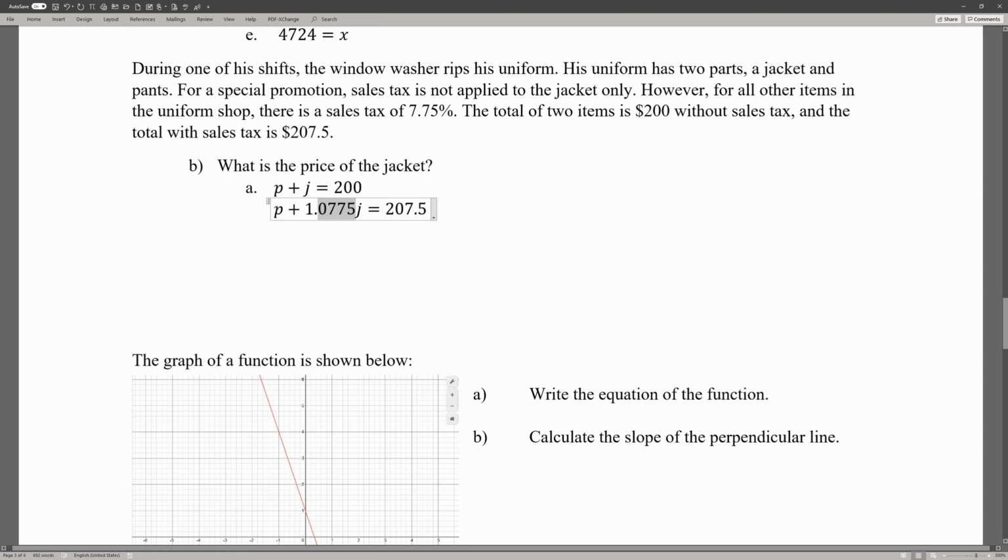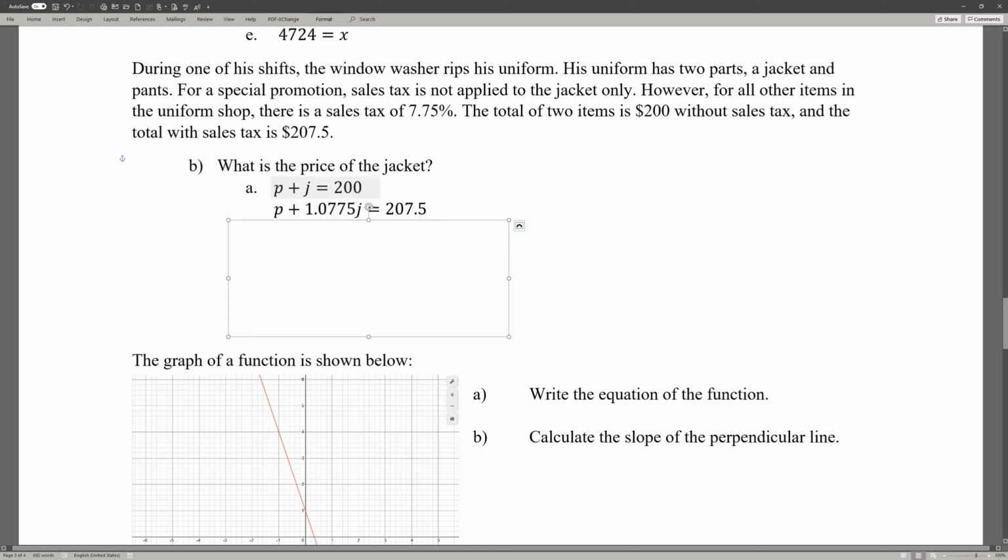This is how you write 7.75% in decimal form. You move that decimal place over to the left two times, and you remove that percentage sign. And it's 1.0775 because sales tax increases the price. So it's going to be a value greater than 1 if you're multiplying it.